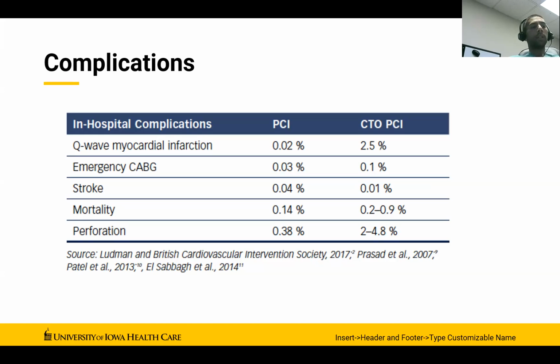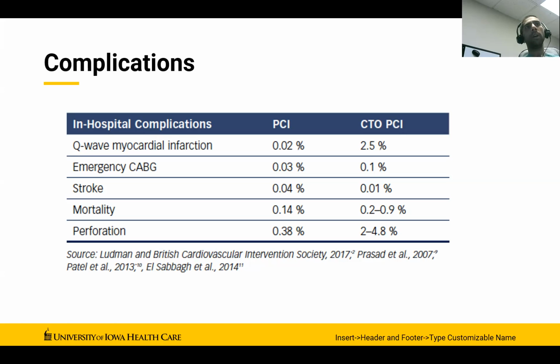Finally, I'll just talk about some complications. The complication rates in CTO PCI are higher than your normal PCI, but just to give you a flavor, they're not crazy high. They're not double digit or triple digit numbers. The most feared complication is perforation. The rate of perforation is about 0.3 to 0.4% in normal PCIs, and it's definitely higher in CTO PCI, about 2 to 5% depending on which registry you look at. But again, it's not 10, 20, 30%. So yes, it's a higher percentage than your regular PCIs.